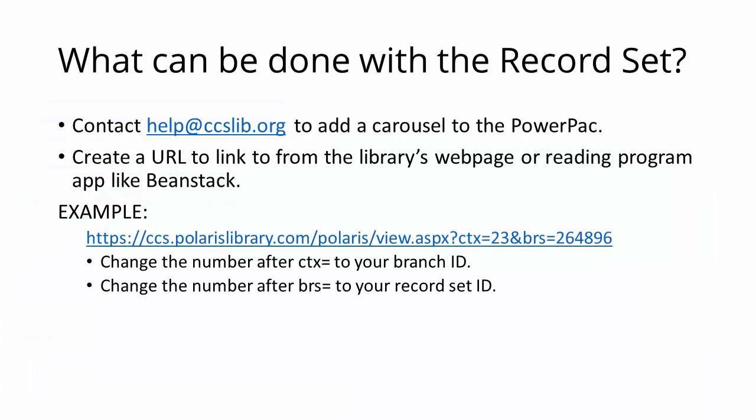After you've created a record set, CCS staff can help you create a carousel that displays the record set in the PAC. Contact help at ccslib.org to request a new carousel. If you'd like to link to the record set from your website or reading program app, you will need a URL like the one on the screen. This example is also on the CCS webpage. To use it, replace the branch ID after CTX equals with your Polaris branch ID. Then replace the record set number after BRS equals with your record set number.